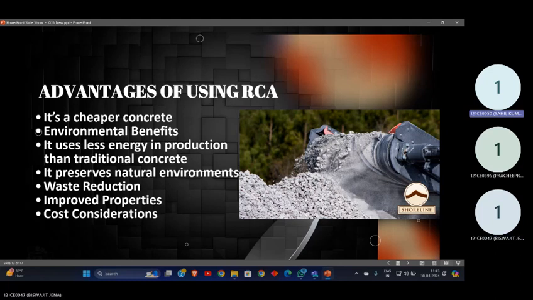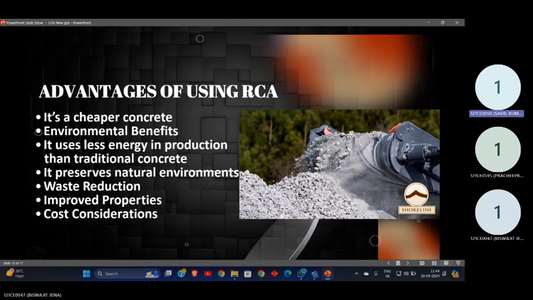Cost saving. Incorporating recycled aggregate can lead to cost saving in construction projects as they are often cheaper than virgin aggregate due to lower processing and transportation costs. Waste reduction. Recycling waste aggregate reduces the volume of waste going to landfill, thereby addressing the issue of waste management and promoting a more circular economy.